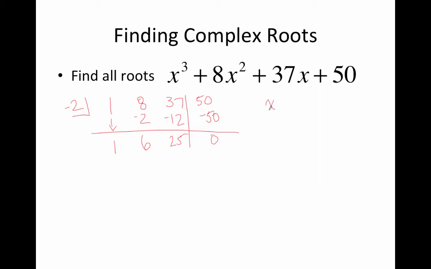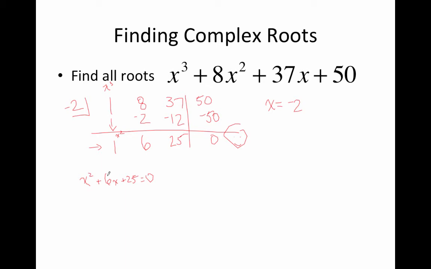So I know that x equals negative 2 is definitely a root. Now, if we want to pull together our depressed polynomial, we started with an x cubed, so we're going to start now with an x squared in the quotient. So x squared plus 6x plus 25 equals 0. And again, as I'm looking at this, it seems like it's something I could factor. But I don't think it's going to factor.